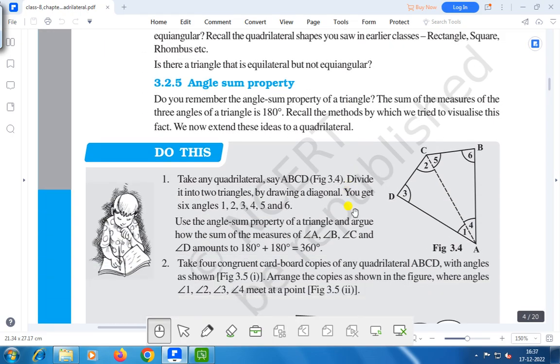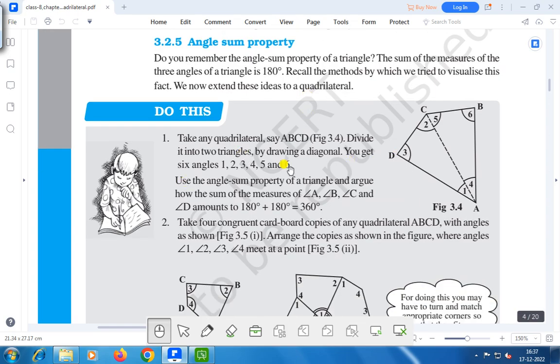Now, angle sum property. Do you remember the angle sum property of a triangle? The sum of the measures of the three angles of a triangle is always 180 degrees. Recall the methods by which we tried to visualize this fact. We want to extend the idea to a quadrilateral. Here, see, this is a quadrilateral ABCD, right? If we draw a diagonal, that is AC, we get two triangles. This is ABC and ADC, right?